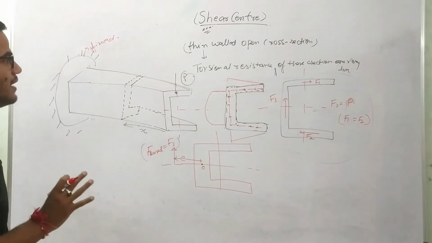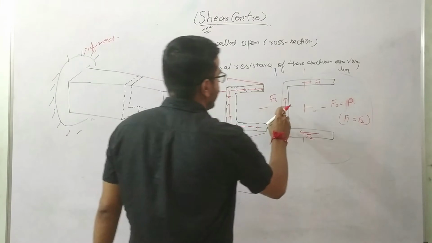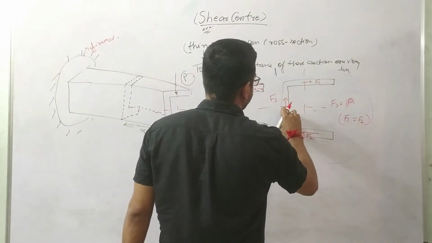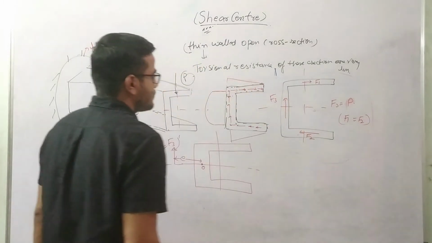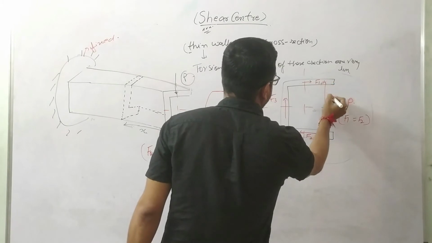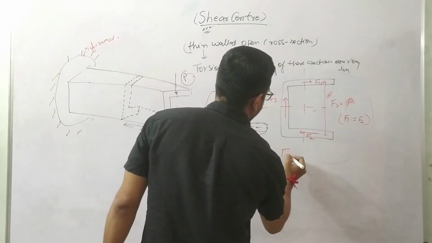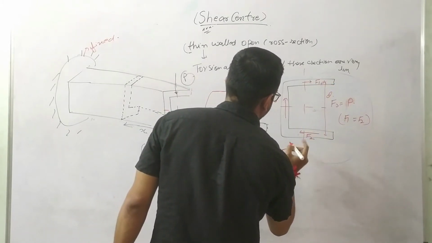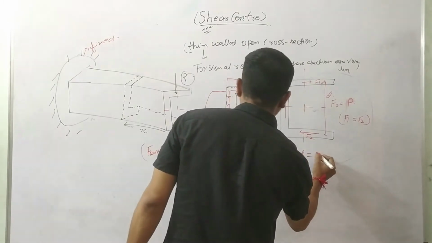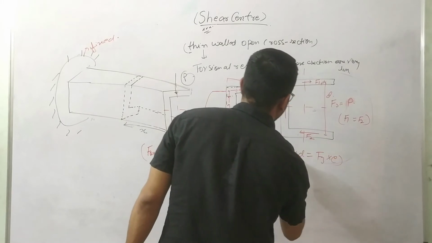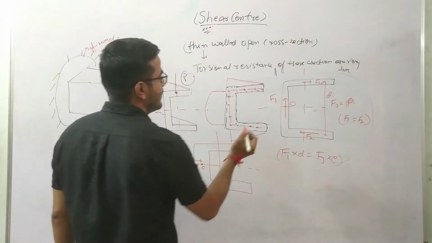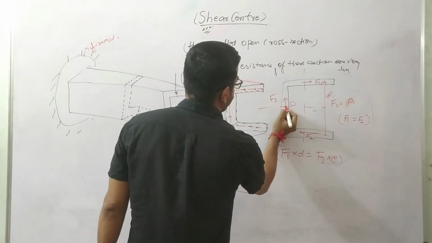Okay, why this is happening is because if I take equilibrium about this cross section, about this point, and let us suppose this distance is D. As we know that F1 equals F2, I can say that F1 into D must equal F3 into E. I want to take the resultant with respect to this point, where the resultant is acting.